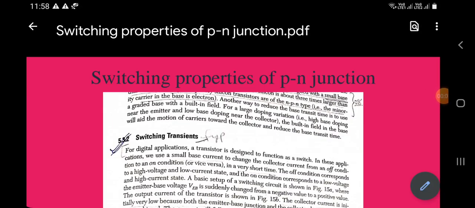Today we'll discuss switching properties of PN junction. I, Dr. Vandana Ranga, will like to discuss this with you.